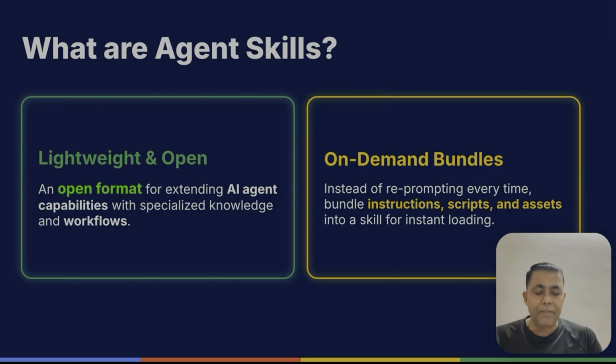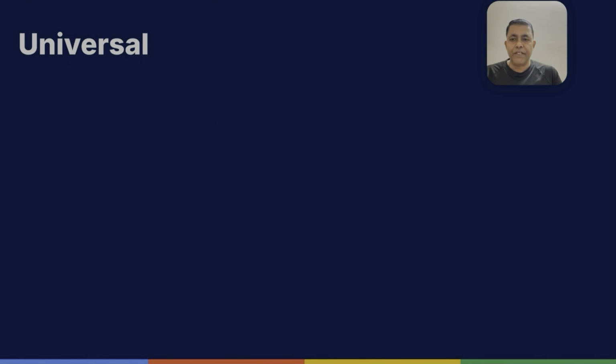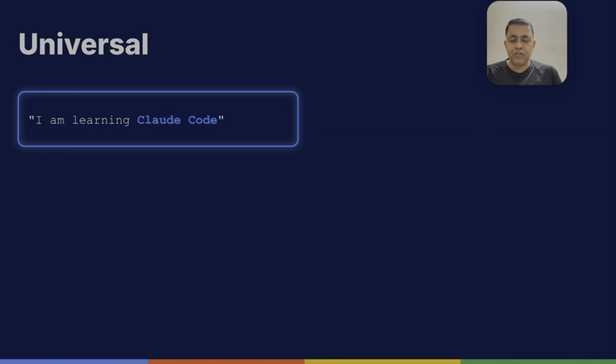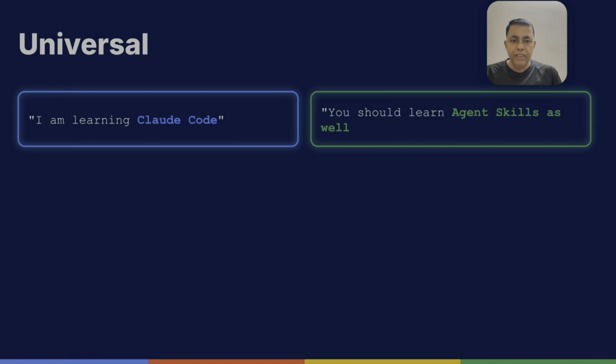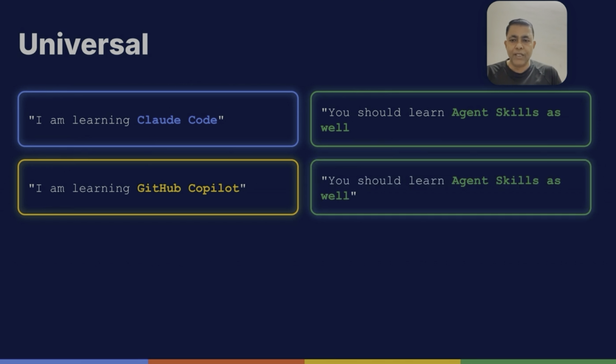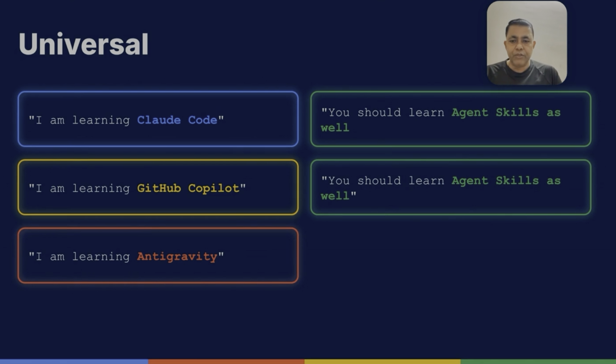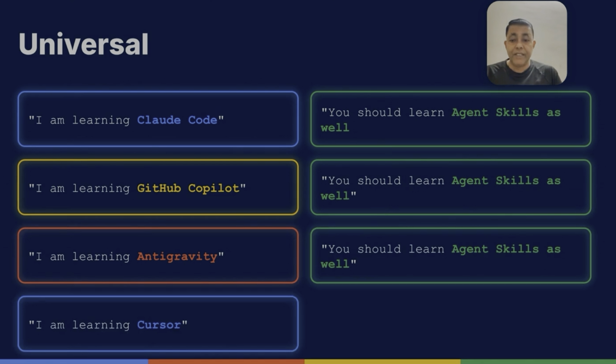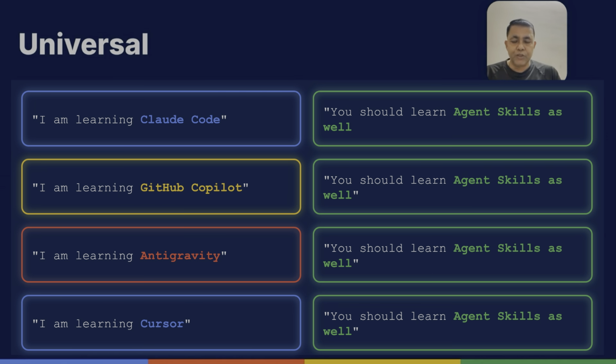Agent skills are on-demand bundles. An agent skill contains instructions, scripts, and assets and is used for instant loading. Being universal and open format, you can use an agent skill across multiple AI agents. So if you are learning Claude code, you should learn agent skill as well. If you are learning GitHub Copilot, you should learn agent skill as well. If you are learning anti-gravity, you should learn agent skill as well. If you are learning cursor, you should learn agent skill as well. Once an agent skill is created, it can be used across multiple AI agents.